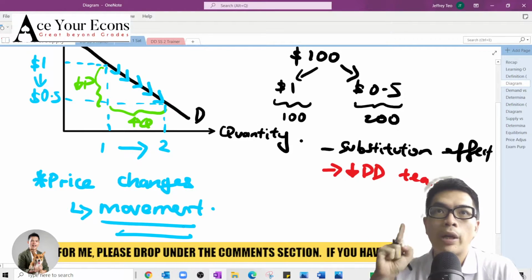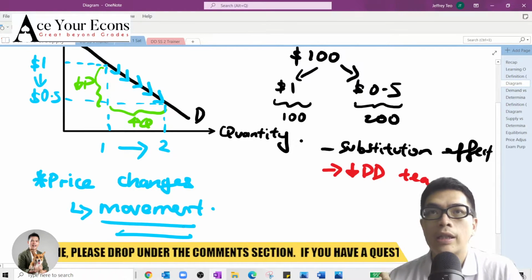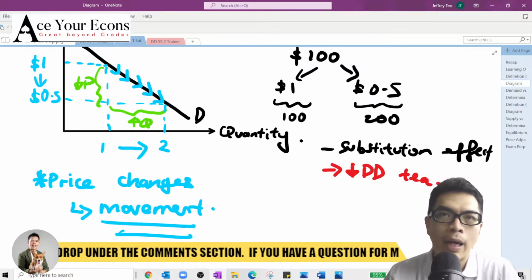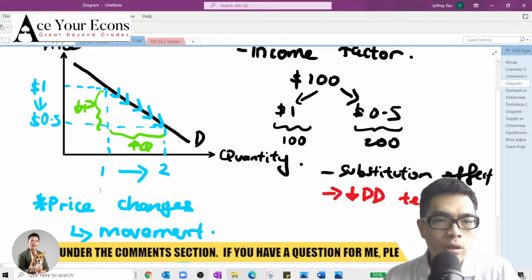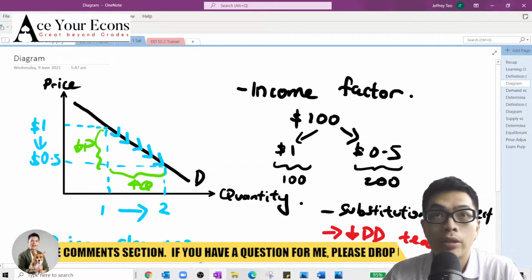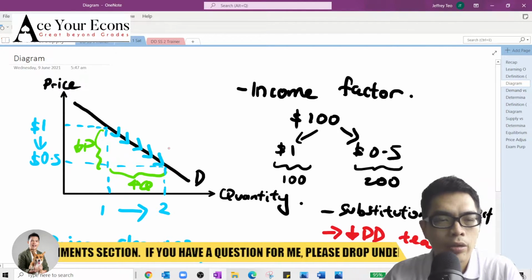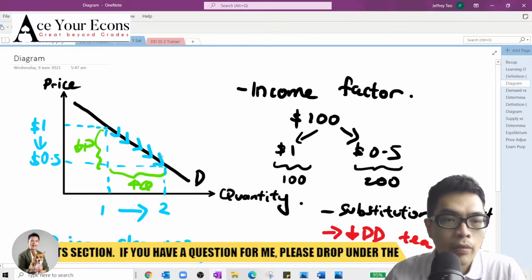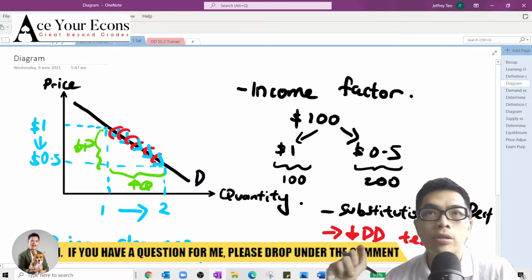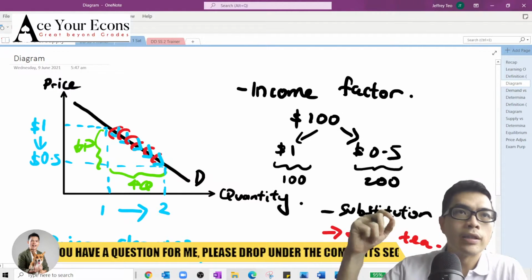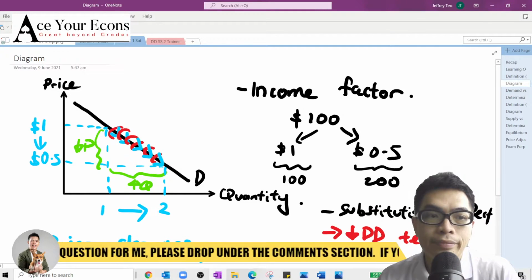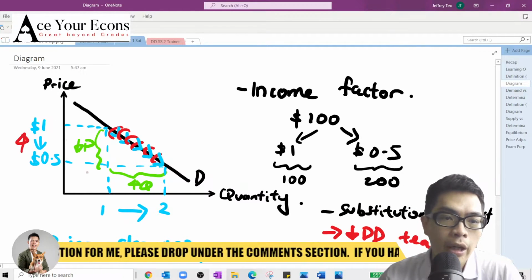So remember, whenever there's a change in price, it's what we call a price factor. It will always lead to a movement along your demand or supply curve. The next thing is, is it necessary that it is one-sided? It's going to point downwards only. Can it be the other way around? It can. Economics is not so rigid. So when there's an increase in price, quantity demanded will fall. So I'm just going to flip all the arrows.